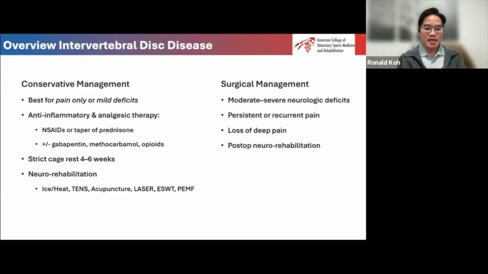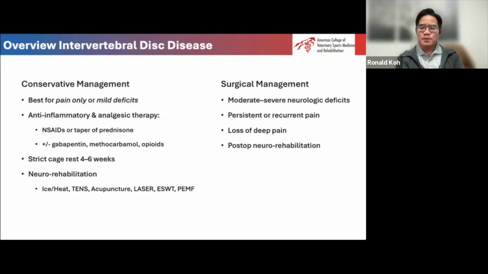Depending on the stage of the injury, we design an individualized rehab plan for our patients. Now, pain medication-wise, typically we give an NSAID or a tapering dose of prednisone, or you can add gabapentin for nerve pain, methocarbamol as a muscle relaxant, or in some cases even opioids, especially when they're very painful.